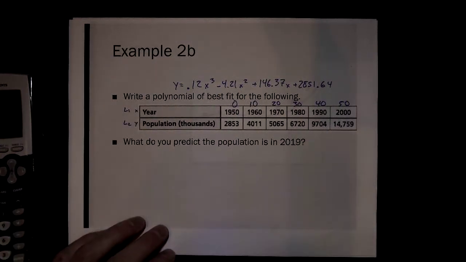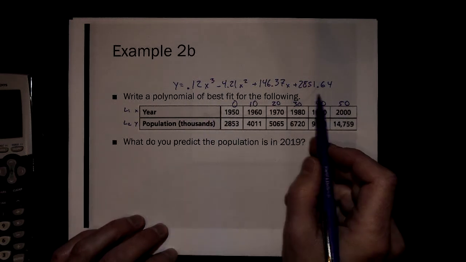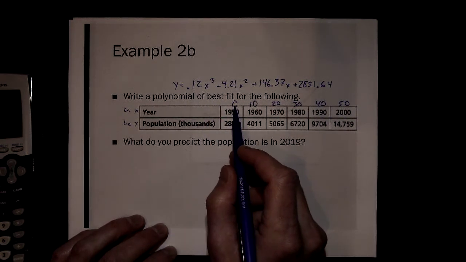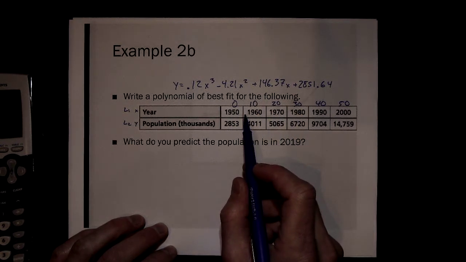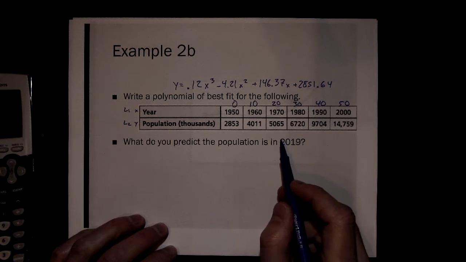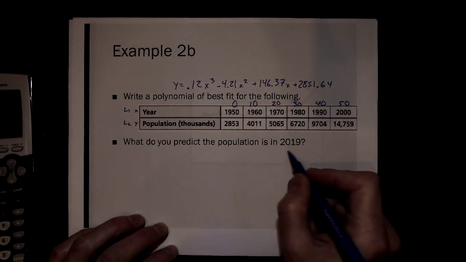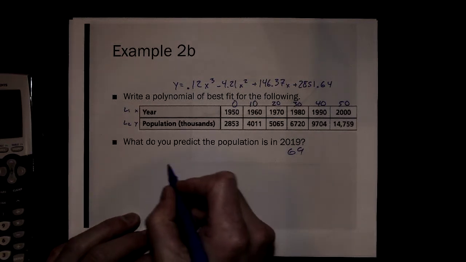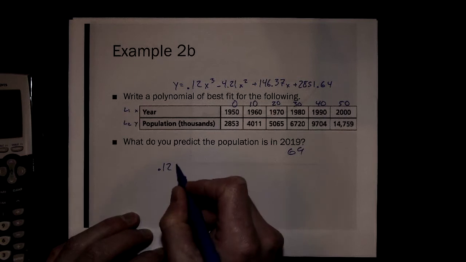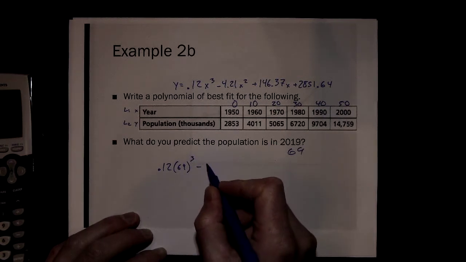Okay, what do we predict the population will be in 2019? So don't use this model where you change the values to 0, 10, 20, and 30 based on the years after 1950 and then plug 2019 in, right? How many years after 1950 is this? It is 69 years after. So this is going to be 0.12 times 69 cubed.